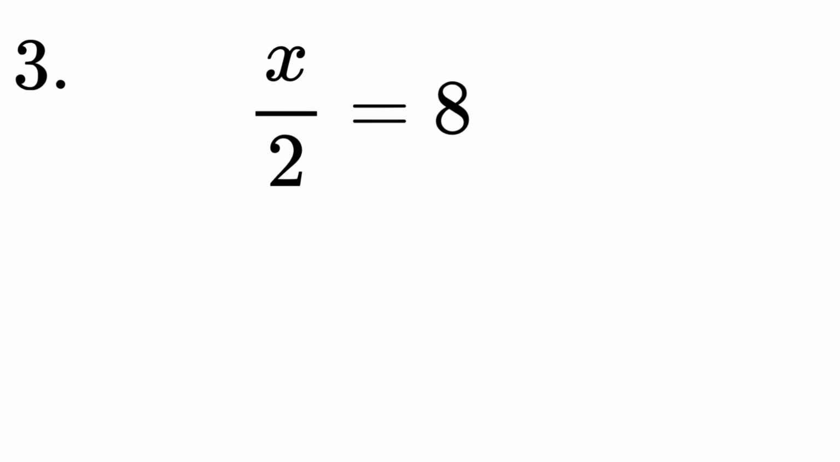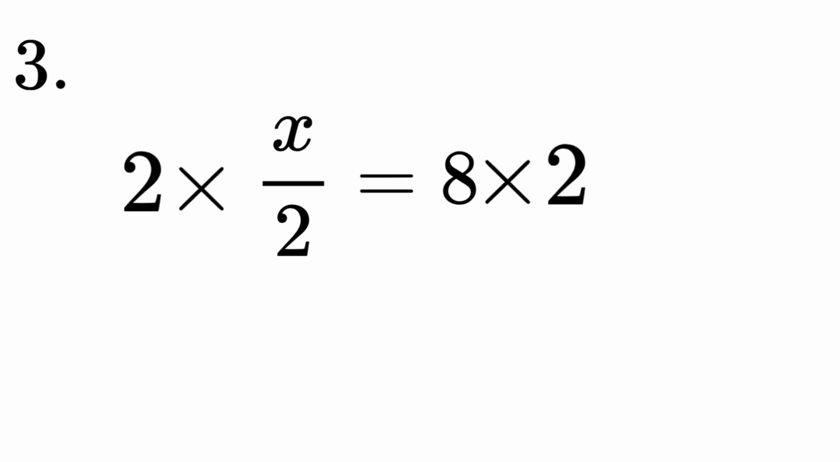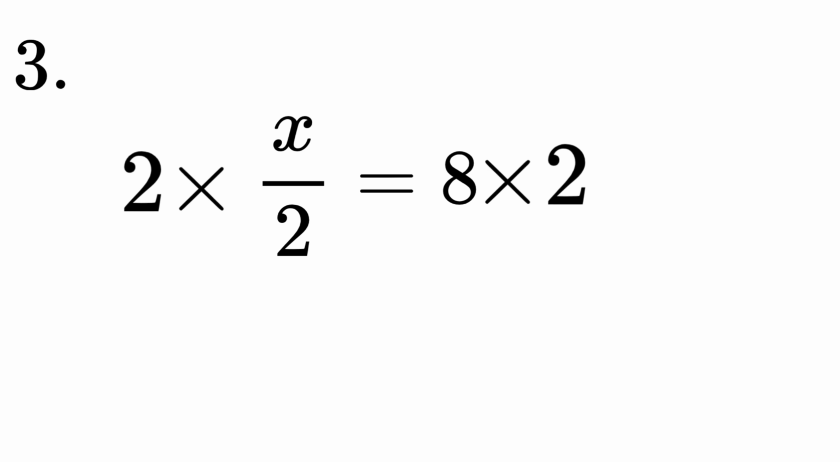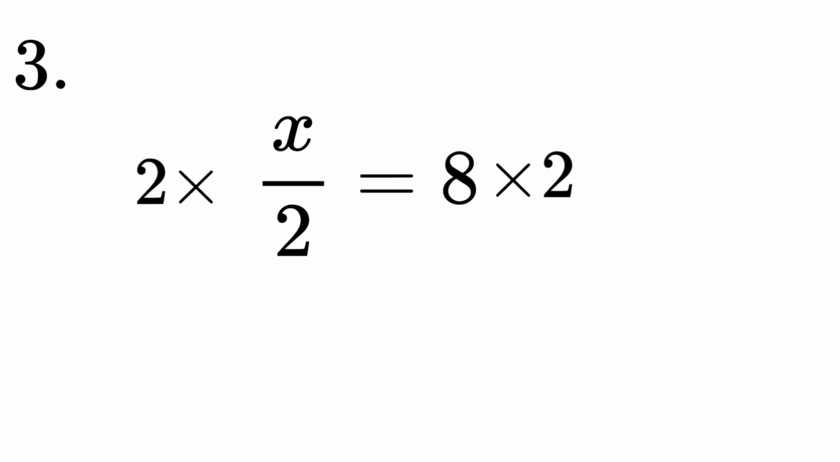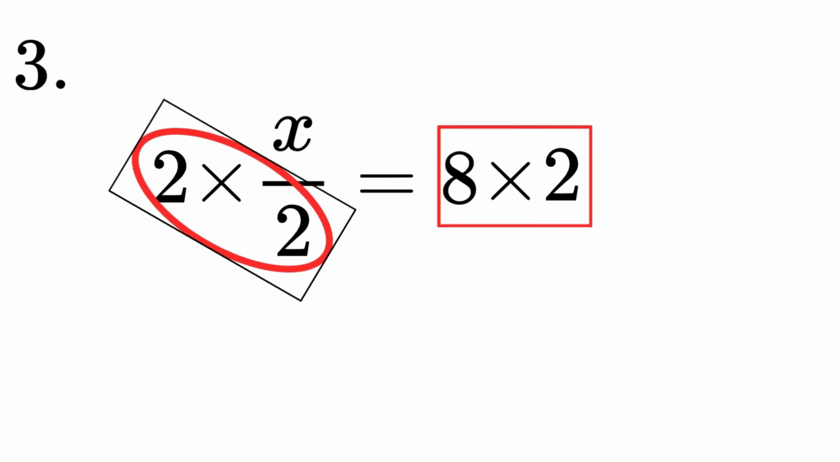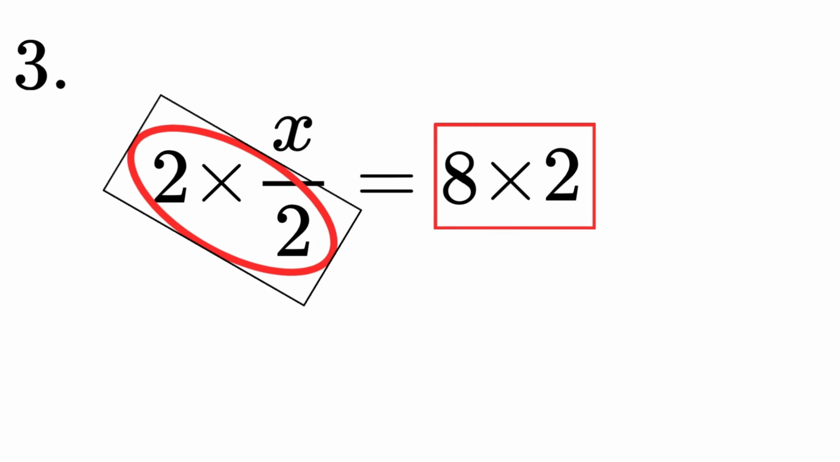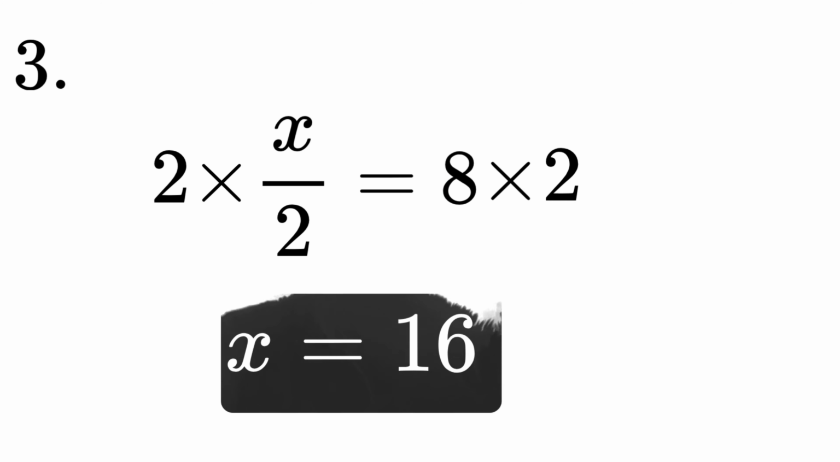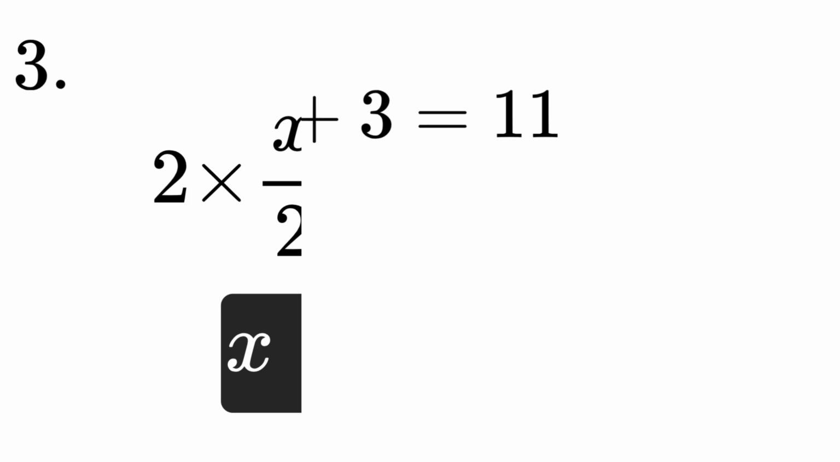Let's see the next example. Say if x divided by 2 equals 8. What is the value of x? As x is divided, now you multiply by 2 on both sides of the equation. So when we multiply by 2 on both sides and simplify this, you get the value of x. So 8 times 2, which is 16. So x equals 16. That's the answer. Let's see the next question.